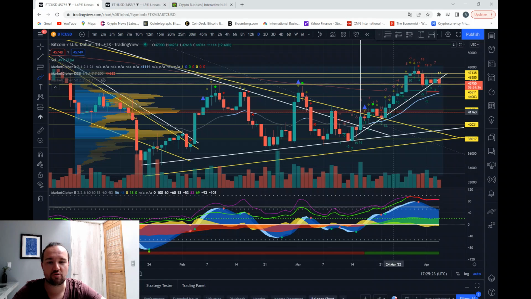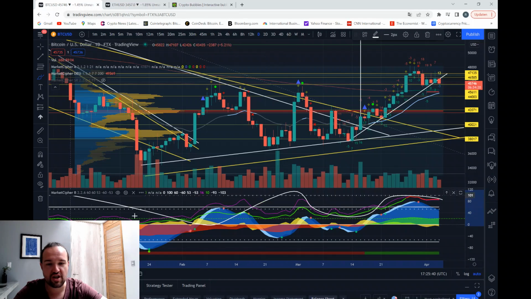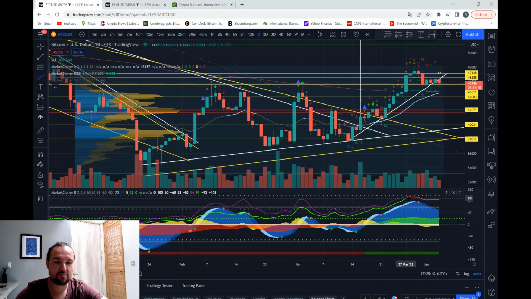Before we dive in further, I said also in last week's video that I am actually using a different indicator, not always the RSI and the MACD, but a paid indicator from Market Cipher, and the most important one is actually Market Cipher B. This is the one that you see here at the bottom, and I'll quickly explain it to you.